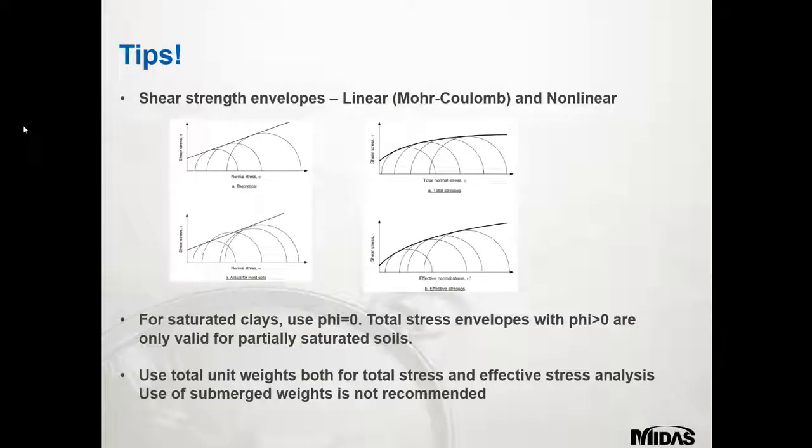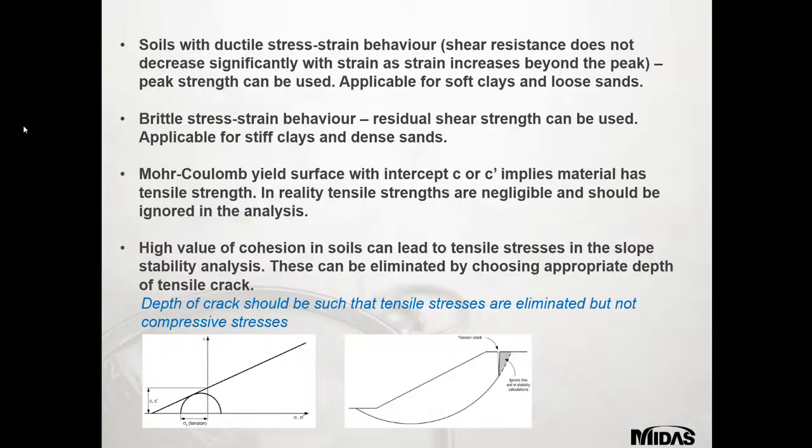So just some more tips. The shear strength can be modelled with a linear Mohr-Coulomb envelope or non-linear. The actual ground conditions are much better represented by non-linear shear strength envelopes, and for the total stress analysis in saturated clays, always keep internal friction angle to zero. It is positive only in the case of partially saturated clays. It's recommended to use total unit weight rather than using submerged unit weight. Using submerged unit weight doesn't offer any significant advantage.